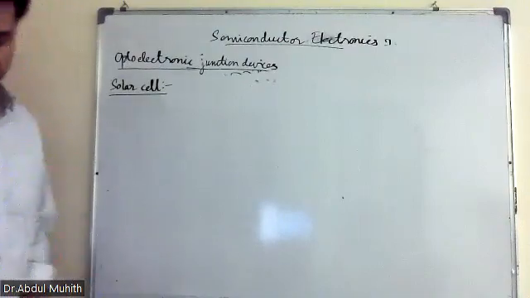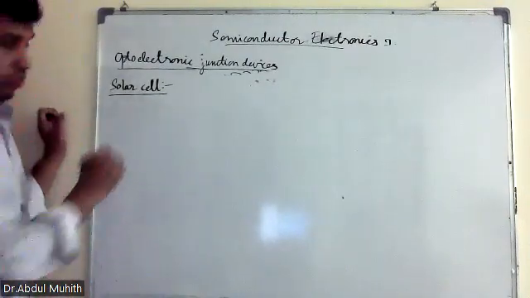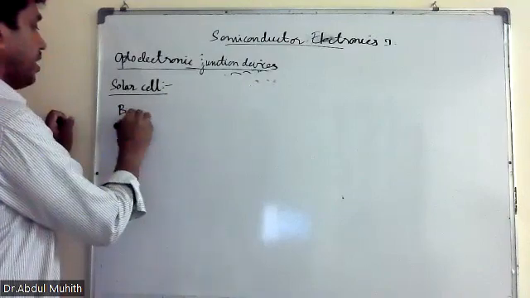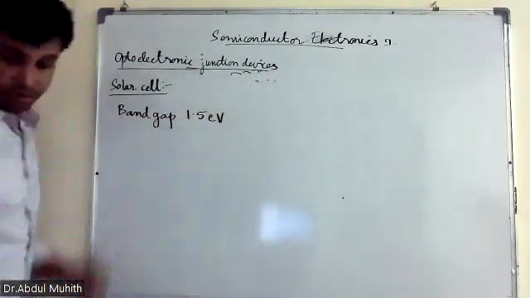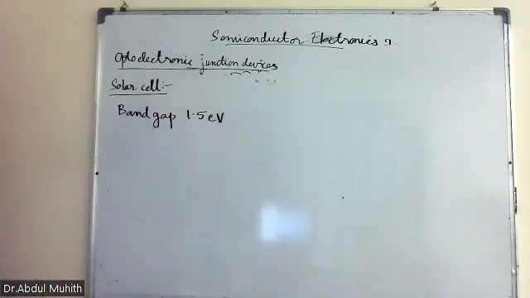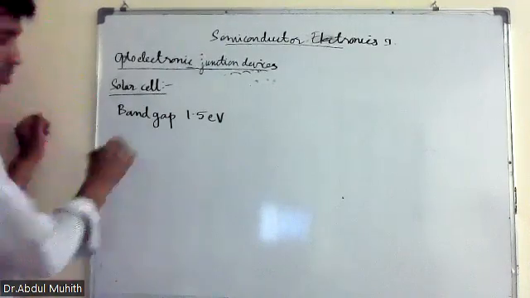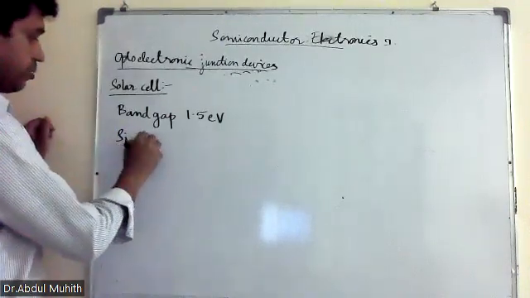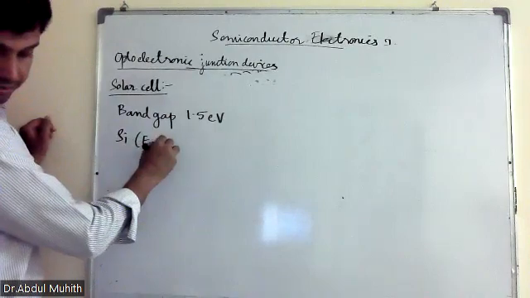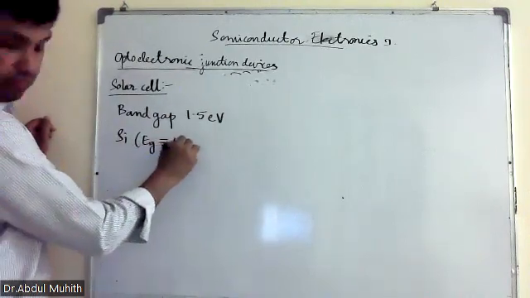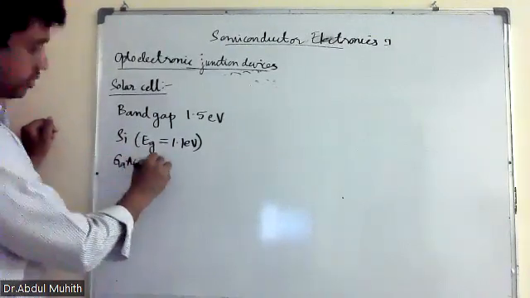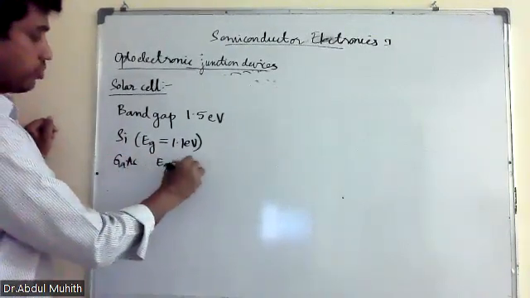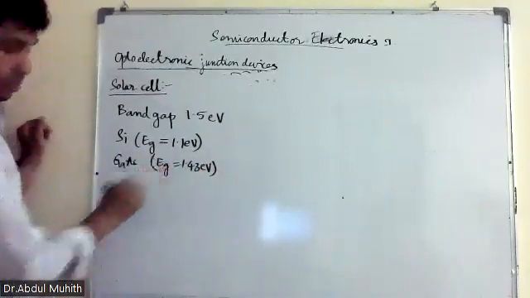Now here, for a band gap close to 1.5, band gap means energy gap. If it is 1.5 electron volt, it is an ideal material for fabrication. Solar cells are made up of semiconductors. For silicon, the energy gap is 1.1 electron volt. For gallium arsenide, the energy gap is 1.43 electron volt.